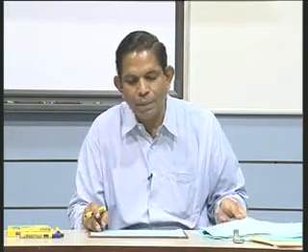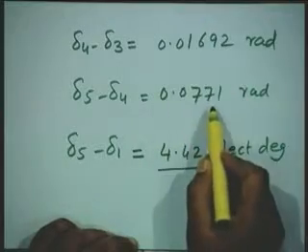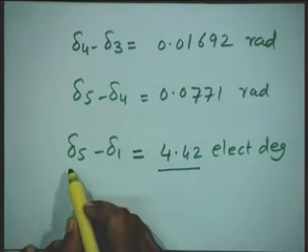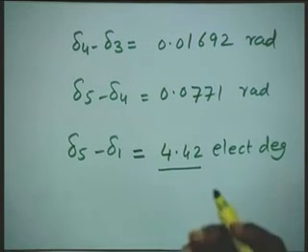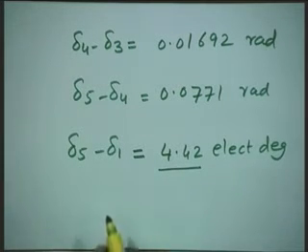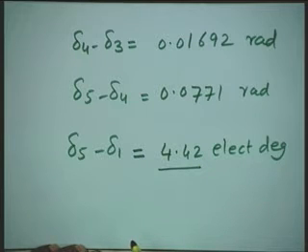Similarly, one can find out the angular twist delta 4 minus delta 3, delta 5 minus delta 4, and these come out to be like this. And the net angular twist of the high pressure section and the generator, or you can say the net angular difference between the axis of the generator rotor and the axis of the high pressure steam turbine, comes out to be 4.42 electrical degrees.